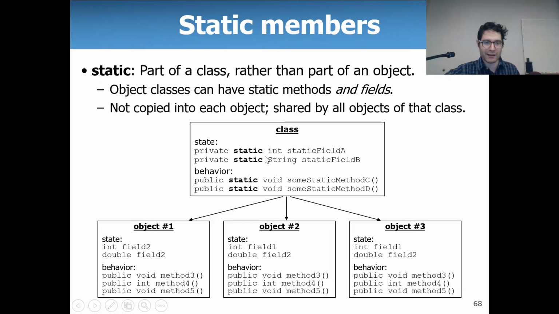So if you've got a class and you say it has 2 static fields, 2 static variables, right, and 2 static methods, right, each object is not going to have a copy of those methods and those variables. What it will have their own copies of is their own instance variables and their own instance methods, right?